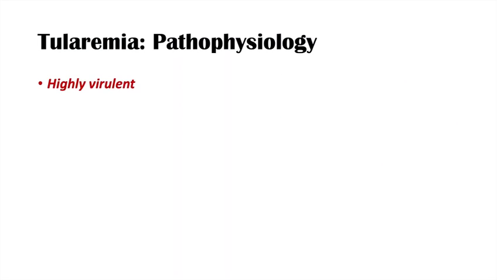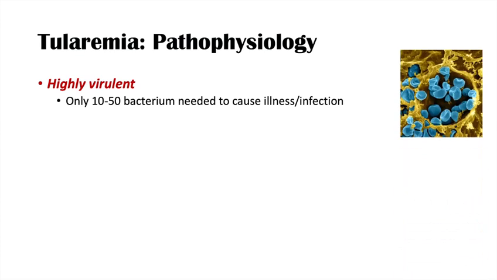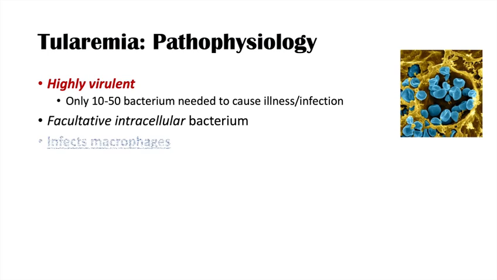It is a highly virulent bacteria. So it actually only takes about 10 to 50 bacteria to cause an illness or infection. And Francisella tularensis is a facultative intracellular bacterium. I didn't mention this before, but it can actually live within particular cell types. So it actually infects macrophages in a host.